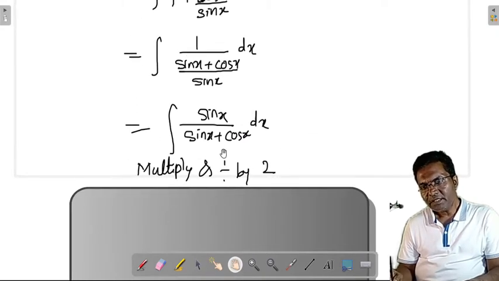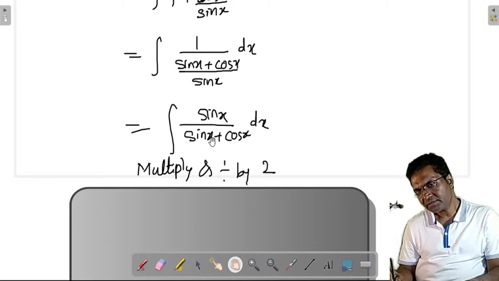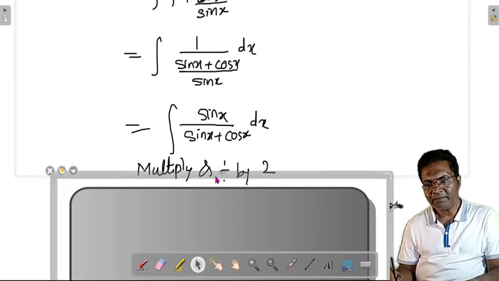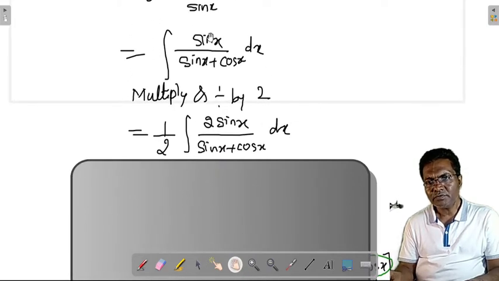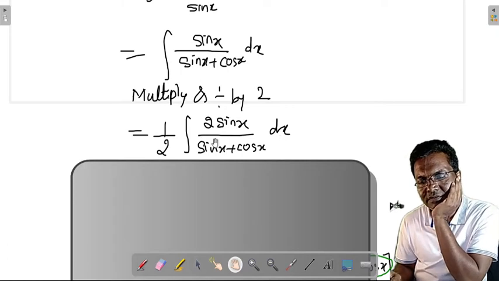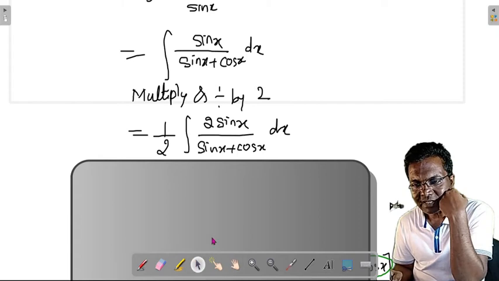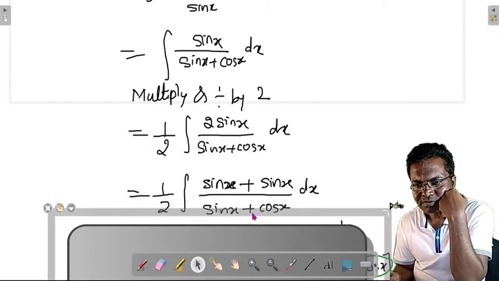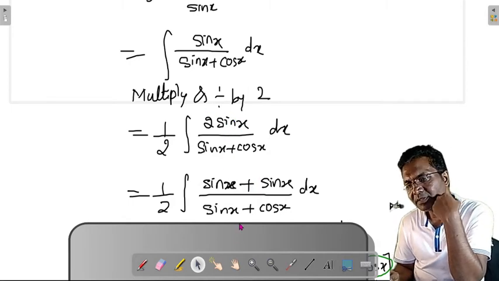Now see here, in the denominator you have two terms and this is not the derivative of this. So we make some arrangement. Multiply and divide by 2. If I multiply and divide by 2, you will get 1 by 2 into 2 sin x. Now this 2 sin x can be kept as sin x plus sin x. Okay, now you will get two terms, sin x plus sin x. This 2 sin x is written as sin x plus sin x.